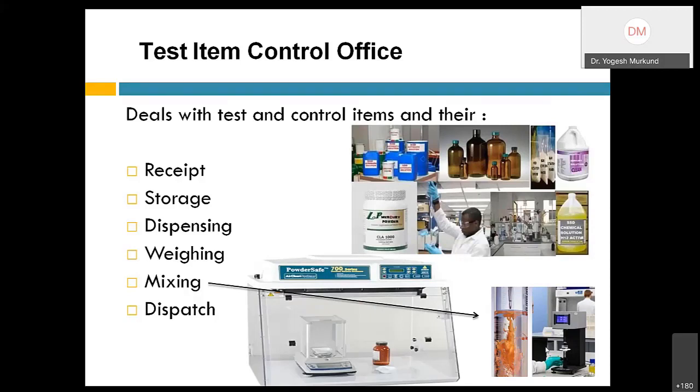mixing many times. Not many facilities are doing mixing within the test item control office. That's done in the formulation area, but there are few GLP facilities where the test items are stored and mixed or formulated and given to the study directors. So that's a dispatch. So this area takes care of all storage of different types of materials.